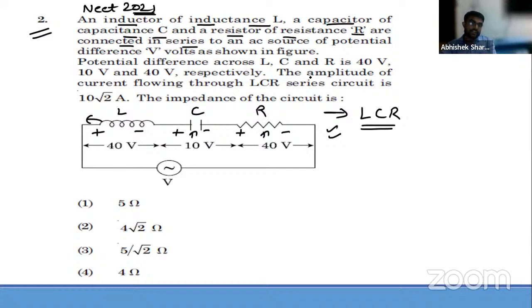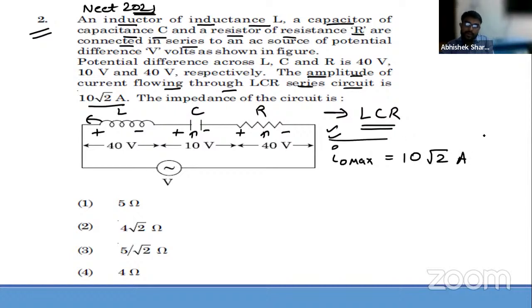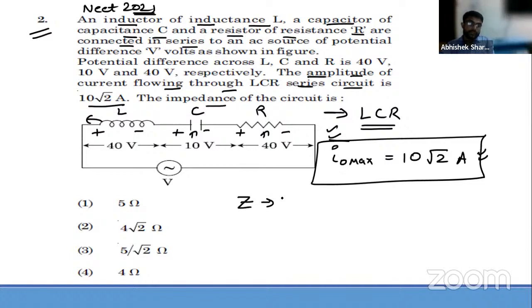So they are saying the amplitude of the current flowing through the LCR series circuit is 10 root 2 ampere. So they have also given you in the question I naught max, the maximum current, as 10 root 2 ampere. They're asking you the impedance of this LCR circuit. What will be the impedance of this LCR circuit? Can anybody tell what the answer is?